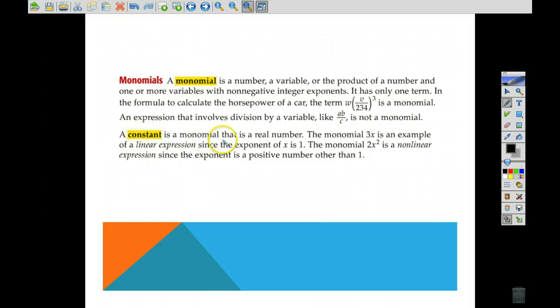A constant is a monomial that is a real number. The monomial 3x is an example of a linear expression since the exponent of x is 1. The monomial 2x squared is a non-linear expression since the exponent of x is a positive number other than 1.